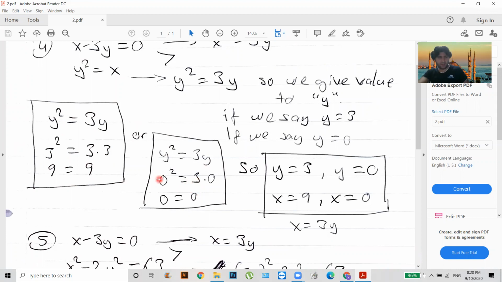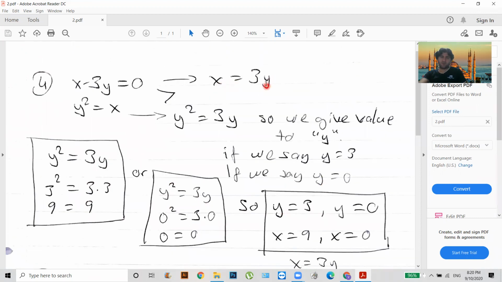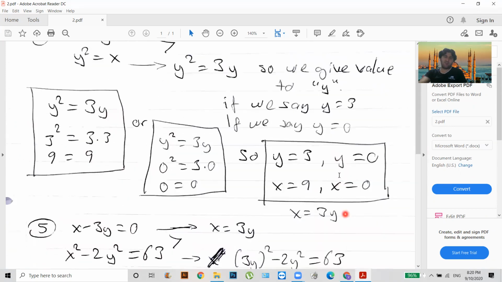So y will be 3 and 0. Then I'm going to take them and put them in the equation here, guys. x equals 3y. When y is 3, x will be 3 times 3, 9. When y is 0, x is also 0.